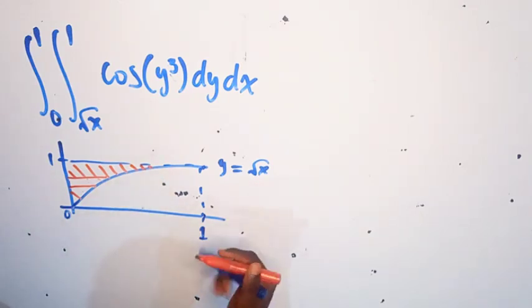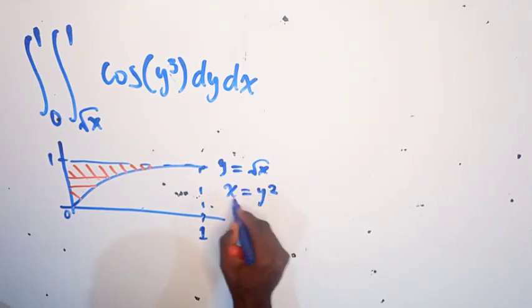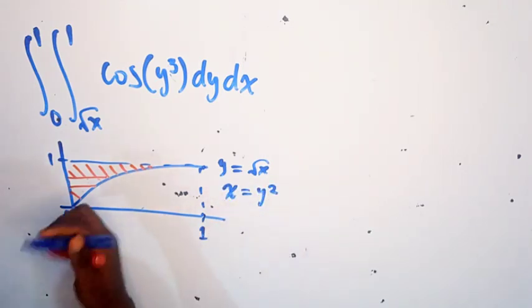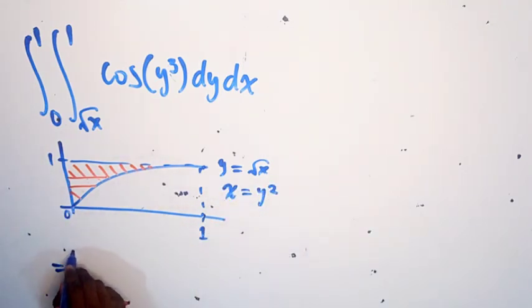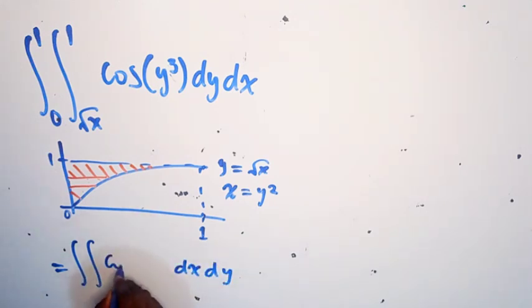So here we want to make x the subject of the formula. We'll have x to be y squared. Let's see what we have from there. This integral will now become the integral and the integral. We want to interchange dy and dx. So this is dx, and then we put the dy here. Of what? We'll put the original function. Always put down the original function and interchange as you want. It is the bounds that would decide.